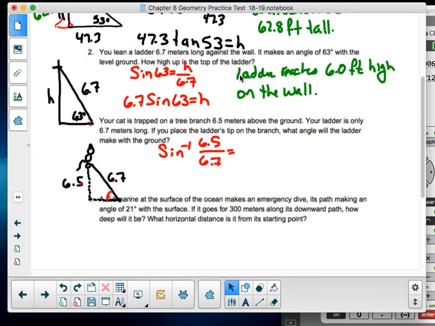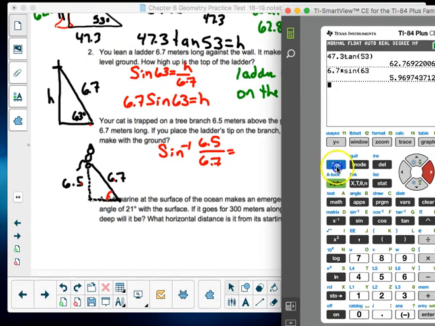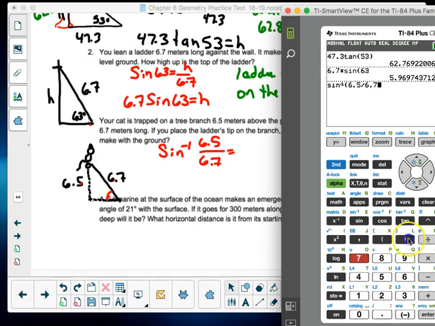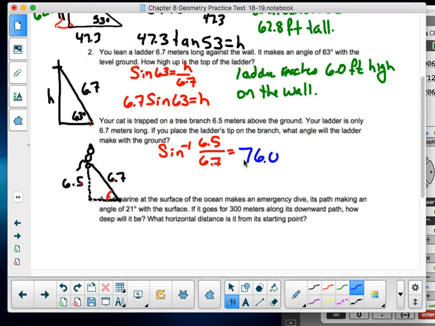And again, I'll put this in my calculator. Second, inverse sine, 6.5 divided by 6.7. Okay, and I'll close that out and I find that I'm at 75.96 degrees. I'll round that to 76 degrees total. So 76.0 degrees is the angle the ladder makes with the ground.